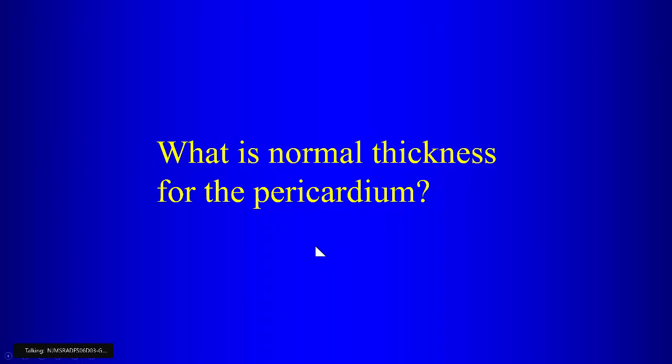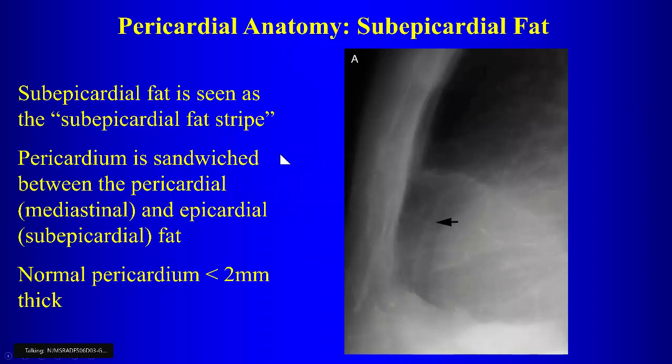What is the normal thickness for the pericardium? Around 2 millimeters, so 2 or less than 2 millimeters. Sometimes you can actually see it on a radiograph. On a lateral view, if there's enough epicardial fat and also some mediastinal fat, sometimes you can see that thin line as the line of the pericardium. Okay.